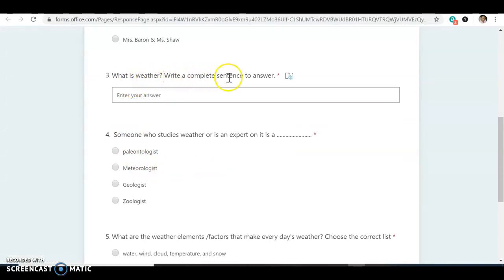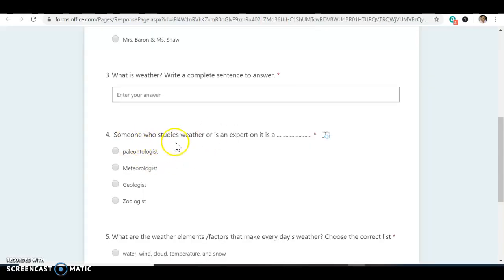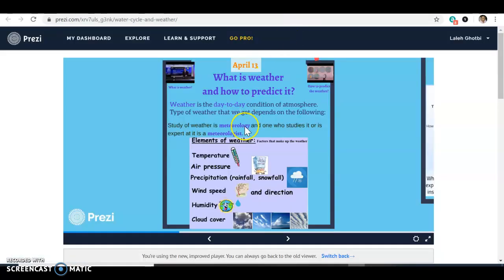What is weather? Write a complete sentence to answer. Weather is the day-to-day condition of atmosphere. And you had it right here. Someone who studies weather or is an expert on it is a paleontologist? We know paleontologist studies fossils. Meteorologist is the correct answer. Geologist studies earth. Zoologist studies animals. So answer is meteorologist, and the answer is right here. The one who studies weather or is expert at it is a meteorologist.